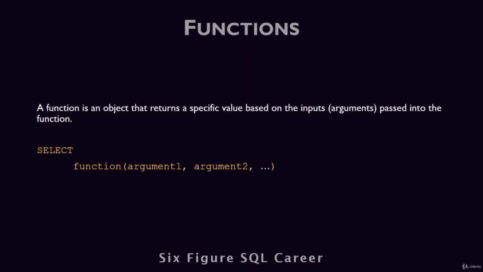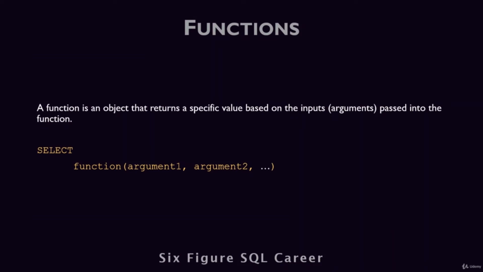A function is an object that returns a specific value based on the inputs or arguments passed into it. So in the previous slide, I showed you an example of a function, getDate, which returns the current date and time. So that is one example of a function.